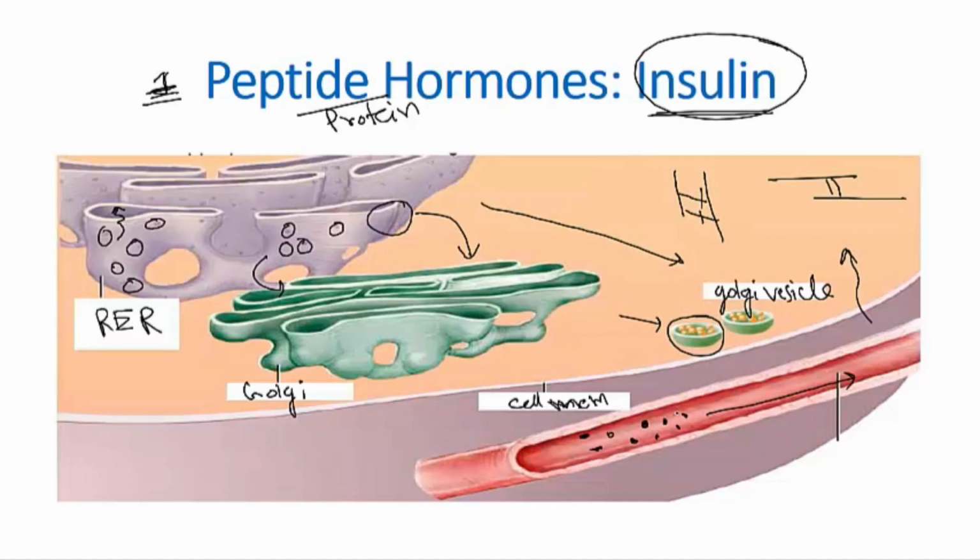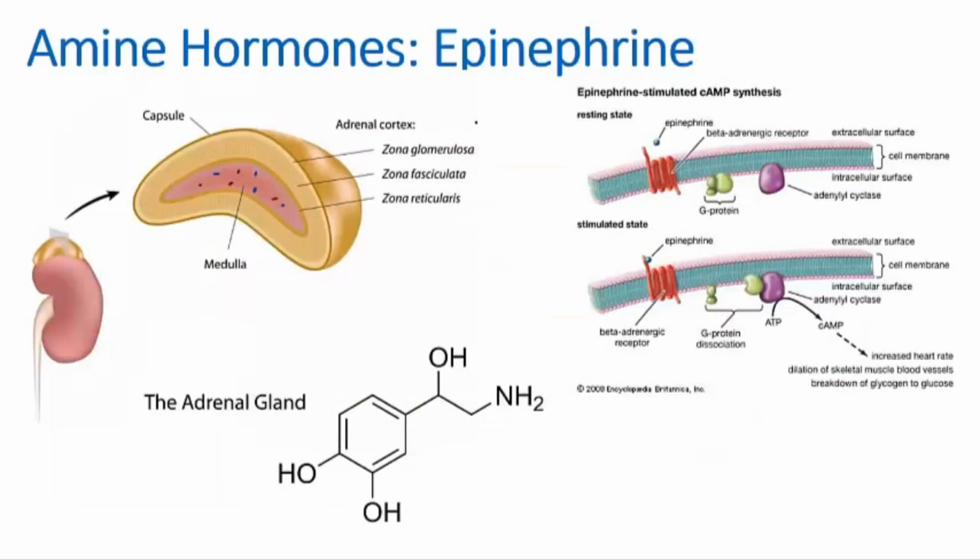Okay. Now let's look at the second type of hormone, which are amine hormones. One such example is epinephrine. This is the chemical structure of epinephrine. I will not encourage you to remember the structure, but you should know what epinephrine is.